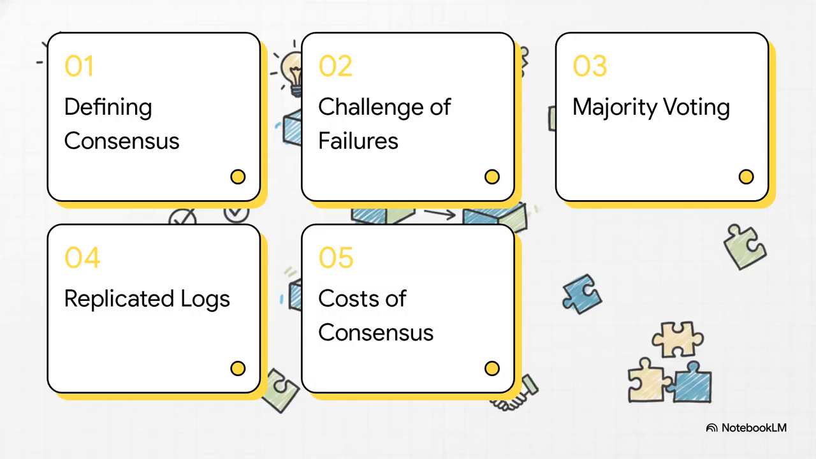Here's our game plan for today. We'll kick things off by defining distributed consensus. Then we'll look at the nightmare that is system failures. After that, we'll dive into majority voting and quorums, break down replicated logs and their flow, and finally, wrap up with the real-world costs of using consensus.